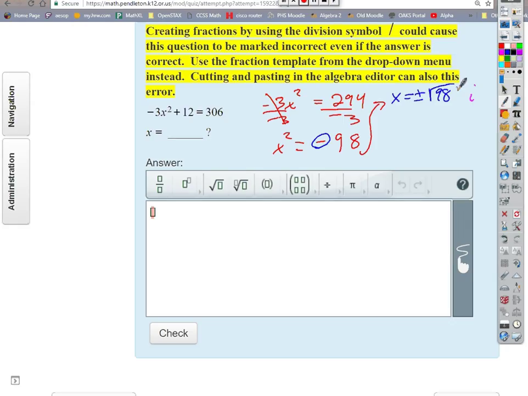And all I have to do is just simplify that, right? So let's make our factor tree. 98. Well, it's even, right? So I know 2 goes into it. So 2 times what is 98?